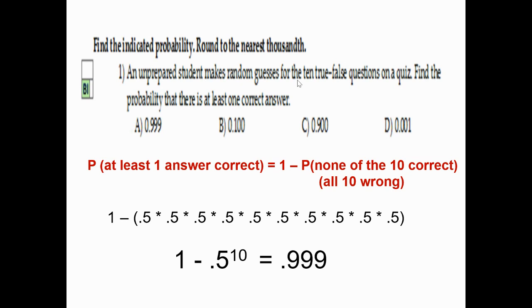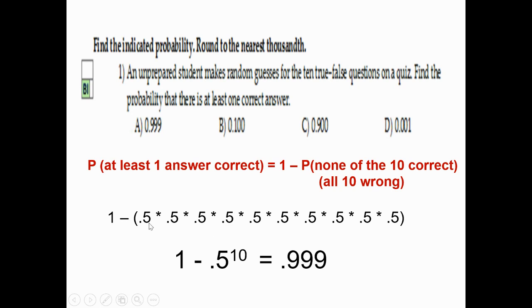So I use the complement rule. Probability of at least one correct is one minus the probability that none were correct. Well, if none were correct, it means that they all are wrong. Probability of getting it right is 0.5. Probability of getting it wrong is also 0.5. So it's one minus the first one was wrong, and the second one was wrong, and the third one, well, it's 0.5 times itself 10 times.